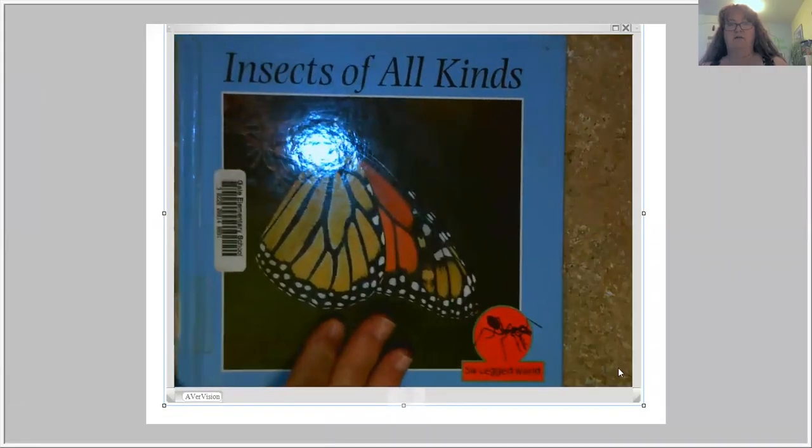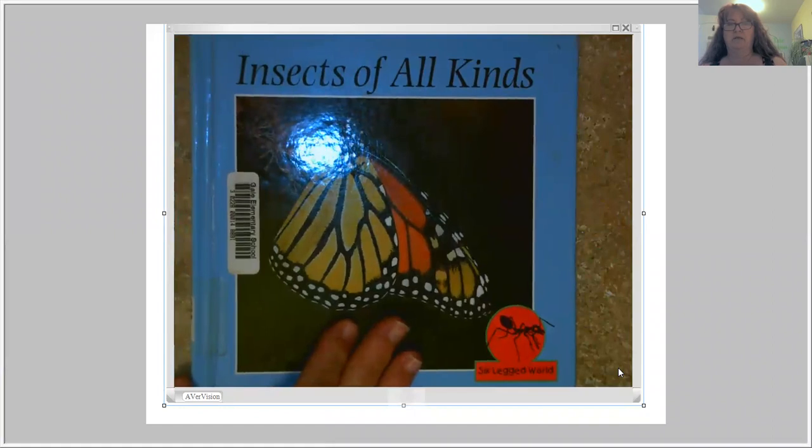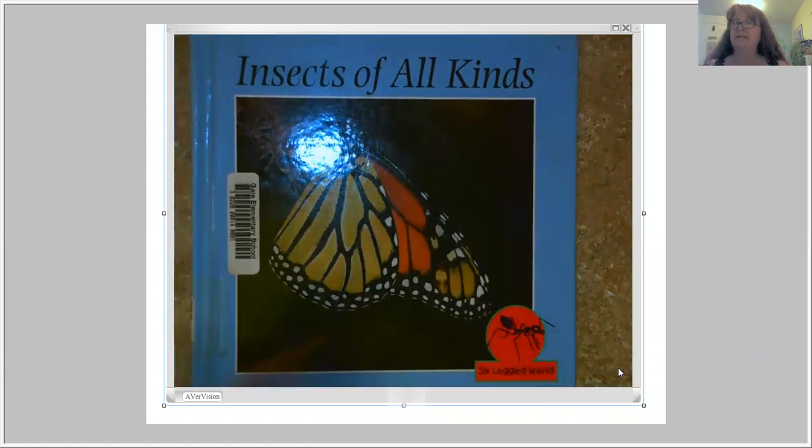So I'll turn on my camera so that you can also see our awesome book, Insects of All Kinds. Remember, this is a nonfiction book. This is a book that's going to give us facts about insects. It's going to have a table of contents. It's going to have a glossary at the end of our special bold black words that we're going to find. There are a lot of interesting words today we're going to talk about. It also has pictures with captions that help explain what's happening in those pictures.